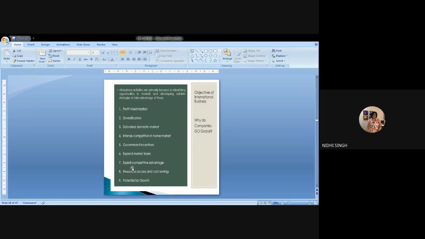So why do companies go global? Because of profit maximization. This is the basic criteria. Then diversification, obviously they need to diversify. Saturated domestic market, this is a part of PLC. Then intense competition in the home market.